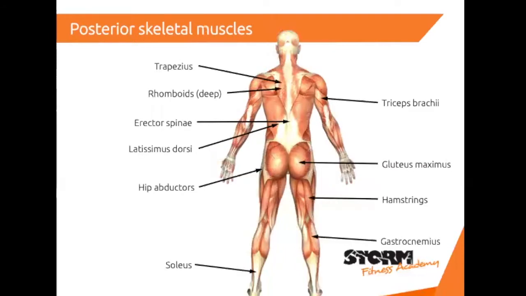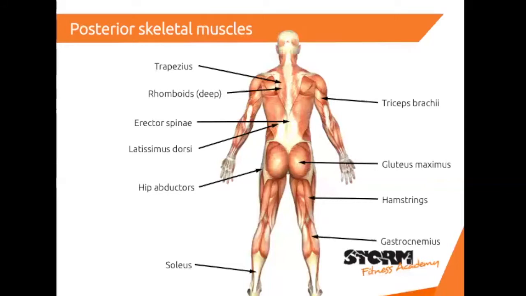And the posterior skeletal muscles are obviously, like we said, everything you see from the back of the body. So you can see all the traps there, the upper, the middle, the lower. You've also got your rhomboids, which you can't see really because they're behind the traps, but they're like the deep muscles that bring your shoulder blades together. Back of the arm, you've got your triceps brachii. The erector spinae is the one that extends the spine. So it actually runs up the entire spine and it just straightens that spine.